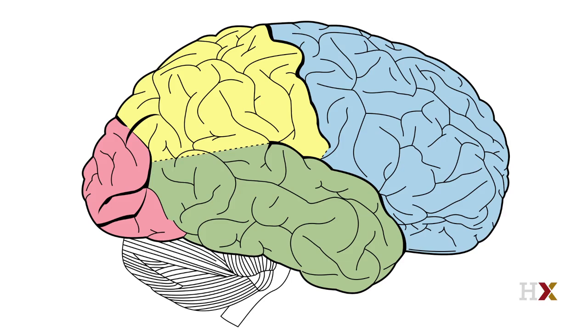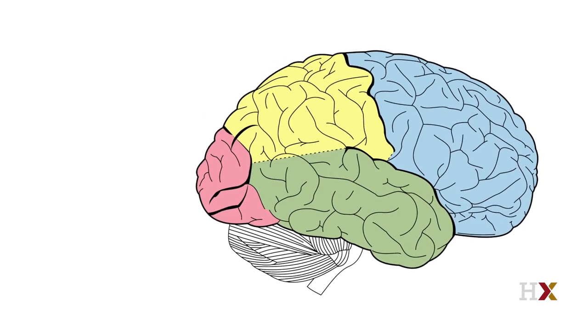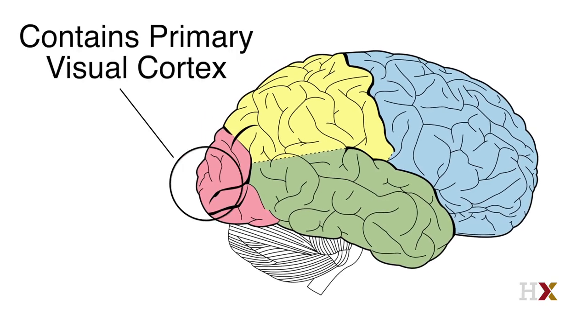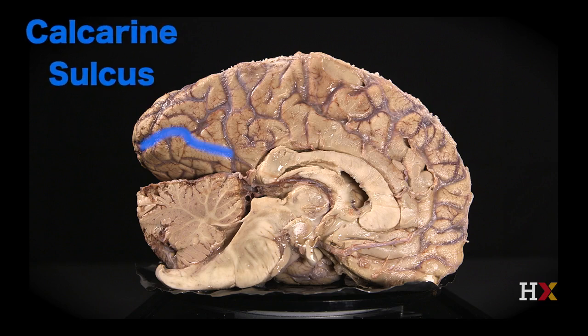The visual portion of cortex begins at the back of the brain in the occipital lobe and extends into the temporal and parietal cortices. The first area in cortex to receive visual input via LGN axons is the primary visual cortex, which in humans is located at the very back of the brain, buried in a deep fold in the cortical surface called the calcarine sulcus.